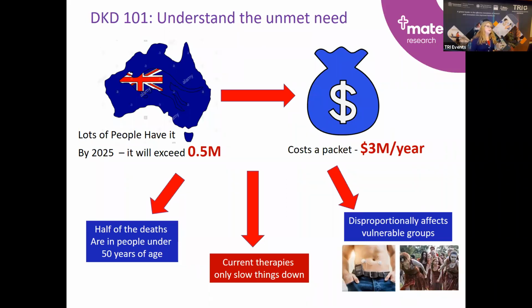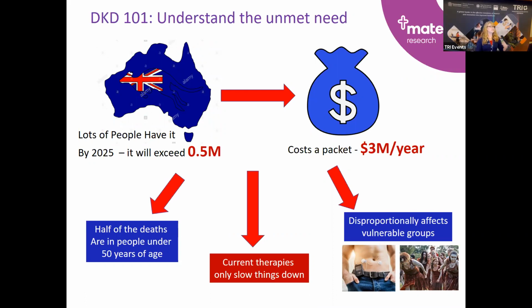So for me, it's about diabetes. It's only ever been about diabetes. And I'm interested in that because it's a global pandemic. In 2025, lots of people will have it in Australia. It'll exceed about 0.5 million people in Australia who have the complication of diabetes, which is diabetic kidney disease. It costs an extraordinary amount of money. Many of the deaths are in young people.